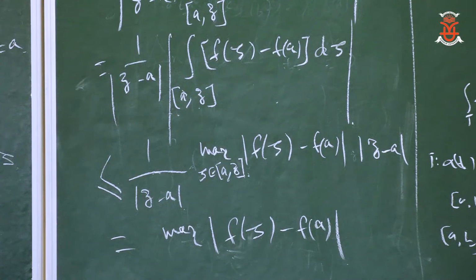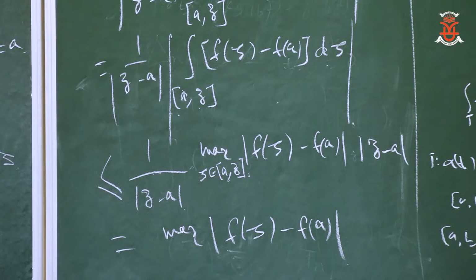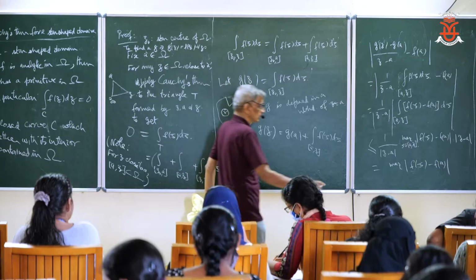So this goes off. f is analytic. In particular, it is continuous, uniformly continuous on that segment. So this goes to 0 as z goes to a.